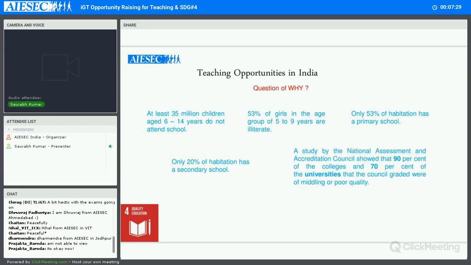This is very interesting when we talk about quality education. This is moreover about why we should focus on education, but why should we focus on quality education? A study by the National Assessment and Accreditation Council showed that 90% of the colleges were of middling or poor quality. We do not have quality education in India; this fact certainly states that. And that's why it's important for ISEC India, who is, I would say, a representative of youth in the country, to come forward and do something for quality education in India. This is our chance to do something because this is what we believe in. We believe in giving quality education.